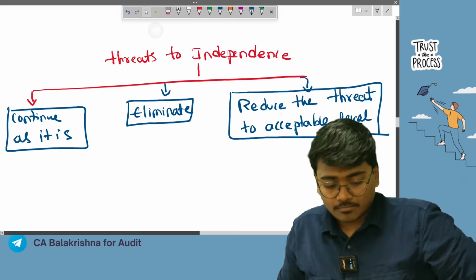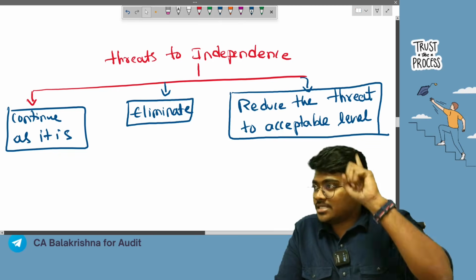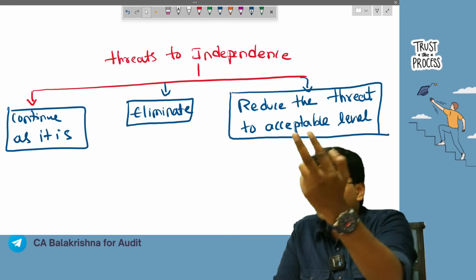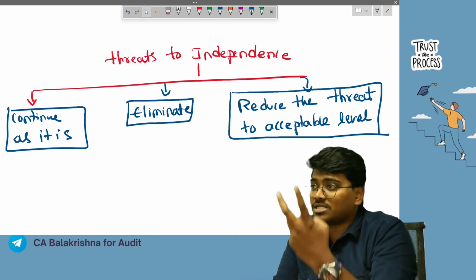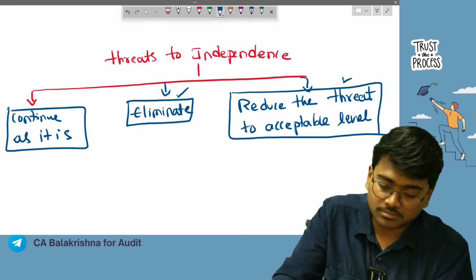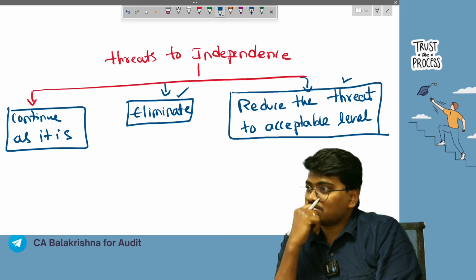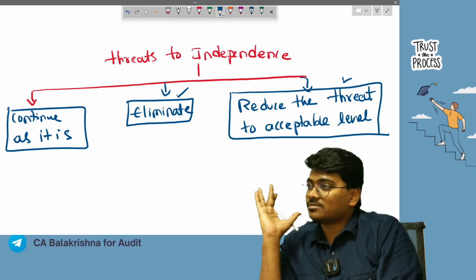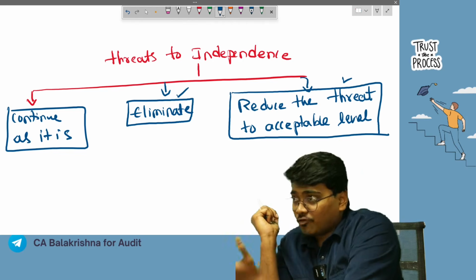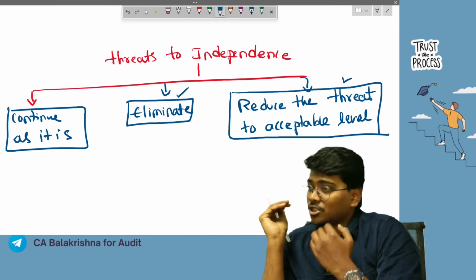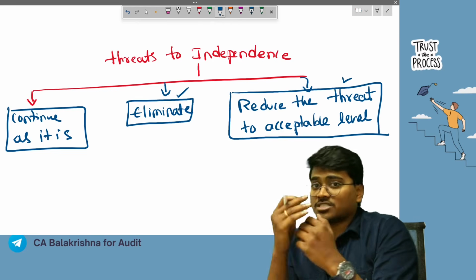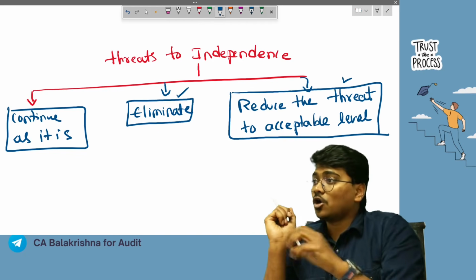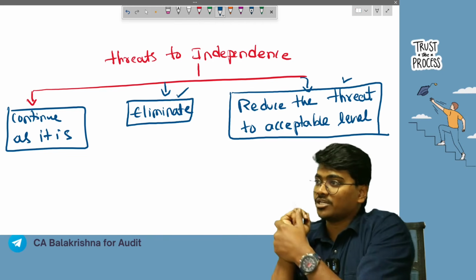Now, you are not able to eliminate the threat, and also you are not able to reduce the threat to an acceptable level. These two situations you are not able to do. Then what is the action that you will perform? You should not continue as it is. You will withdraw from the engagement. If you know about these threats before accepting the engagement itself, and you have clarity that you cannot eliminate or reduce them, first of all you will not accept the engagement. If after accepting the engagement you come to know that you will not be able to eliminate or reduce this threat, then you have to withdraw from the engagement. Got it?